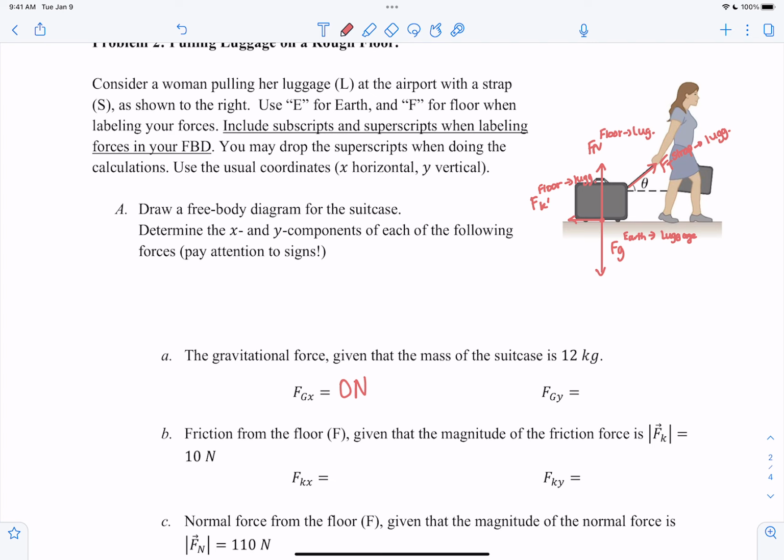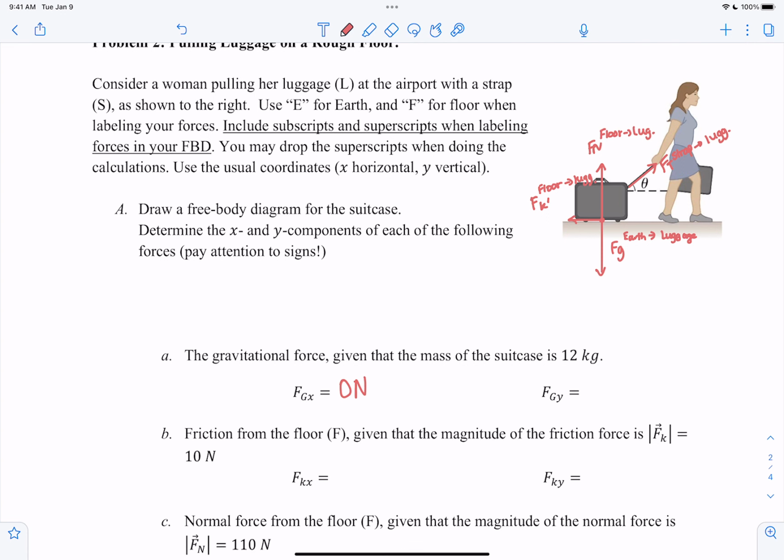No, it doesn't. Or that actually, never mind. That's no to the FGX for having a component. But yeah, does that make sense for how you would have an x component to gravity?